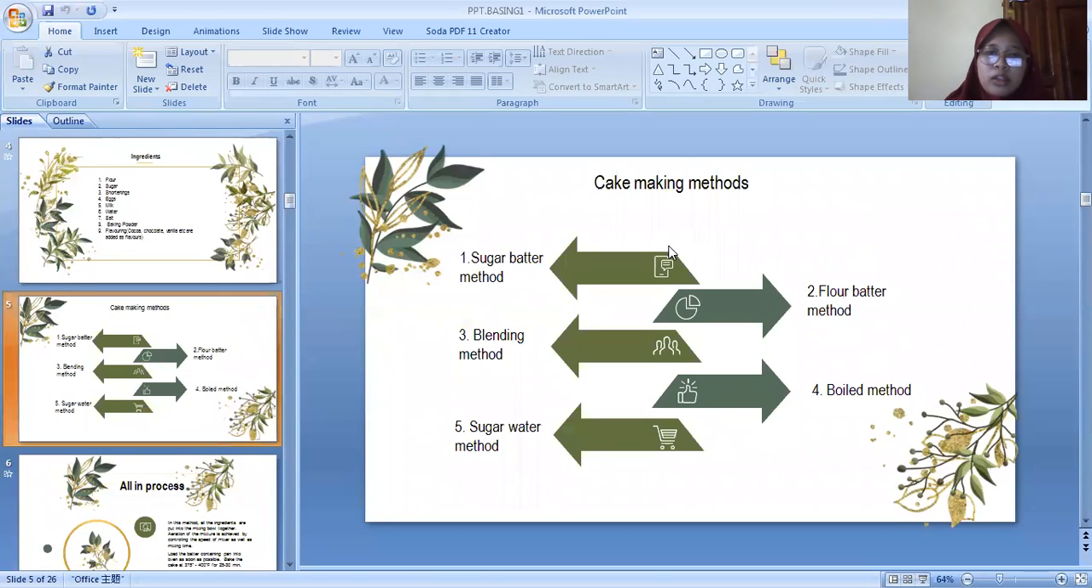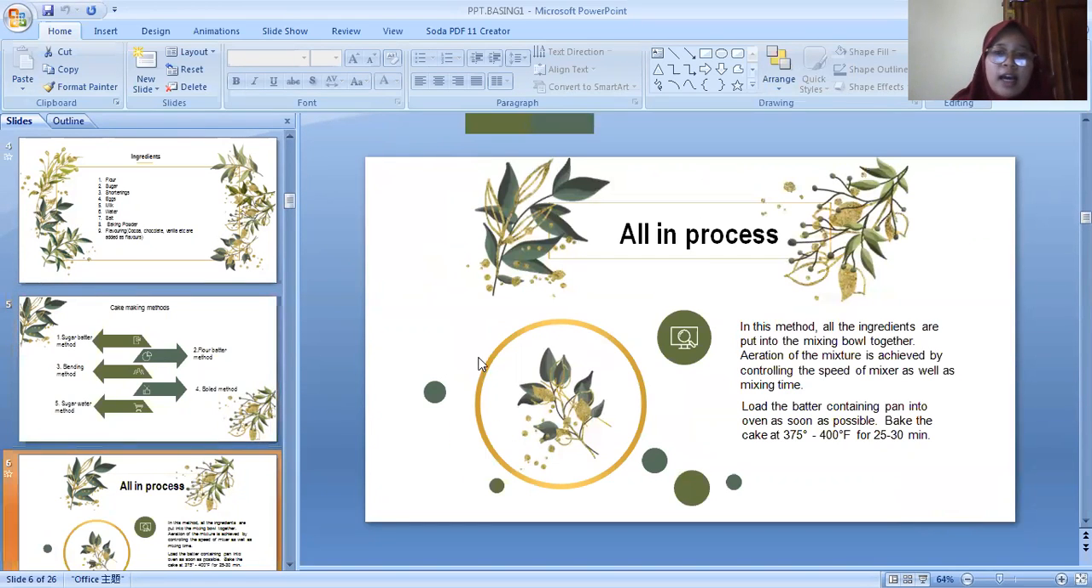Cake making methods. 1, sugar batter method. 2, flour batter method. 3, blending method. 4, boiled method. 5, sugar water method. And the last, all-in process.